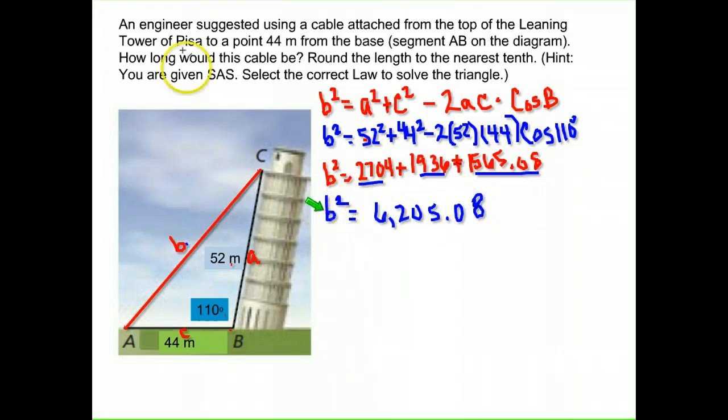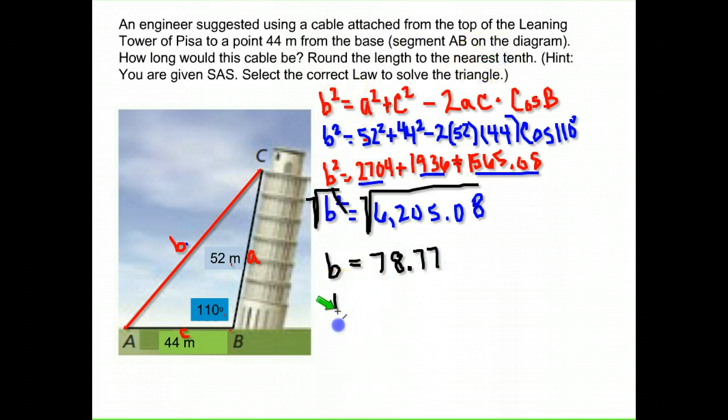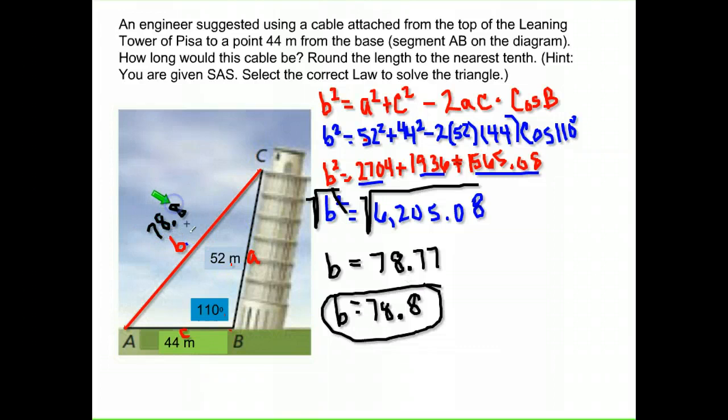Right now it's squared, so what's the opposite of squaring? It's doing the square root. So I take the square root to remove the squared, and my answer is going to be whatever the square root of 6,205.08 is. Let's take the square root, and I get 78.77. They wanted me to round to the nearest tenth, so that would give me 78.8. So the length of that cable in this one would be 78.8 meters. Notice this worked differently than our previous example, because we knew our angle this time and we're looking for a side.